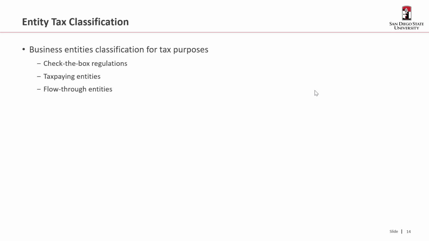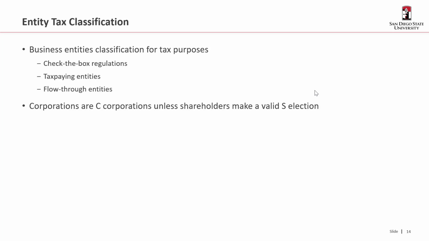But there are some restrictions. So, for example, a corporation has to be a C corporation unless it makes an S election. So a C corporation cannot check the box to be a flow-through entity. It can, however, make the S election to treat itself as a flow-through entity. And again, we'll talk about that more when we march through, I believe, Chapter 22.